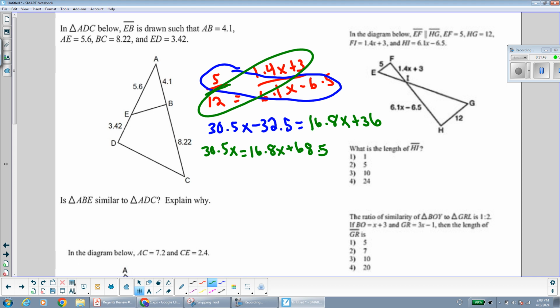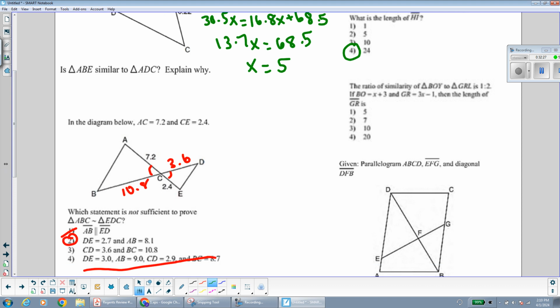So that is 30.5 minus 16.8, and that is 13.7x equals 68.5. Now I'm going to divide by 13.7, and I got x is 5. But that's not the answer because we have to plug in, but now it's making more sense. So we have 6.1 times 5 minus 6.5, and the answer is 24.